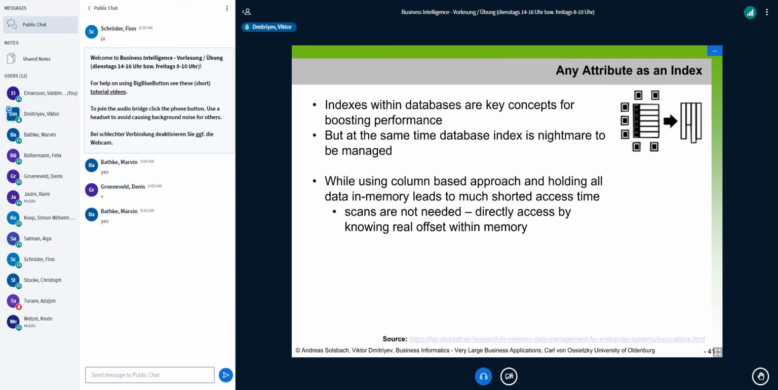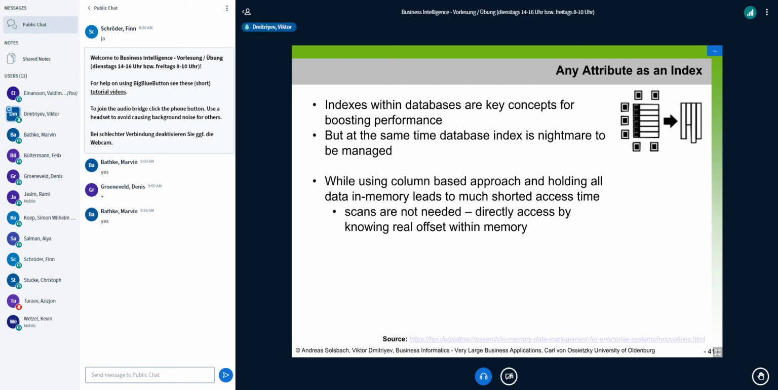I hope it's more or less clear. And this is not applicable only to in-memory databases, it's also applicable for the on-disk systems. And it's believed that in a couple of decades, the column-based systems are going to replace row-based systems, but it's not important for now.